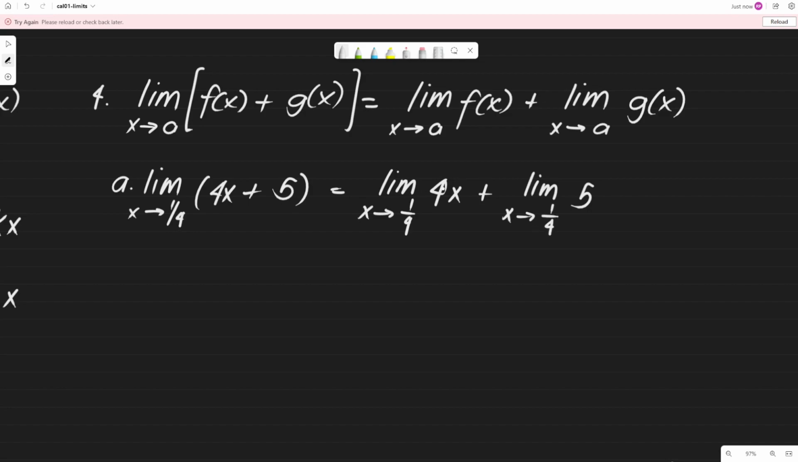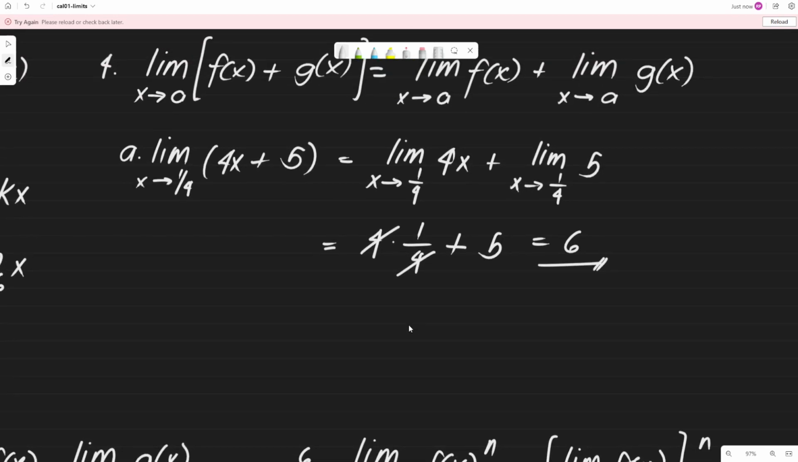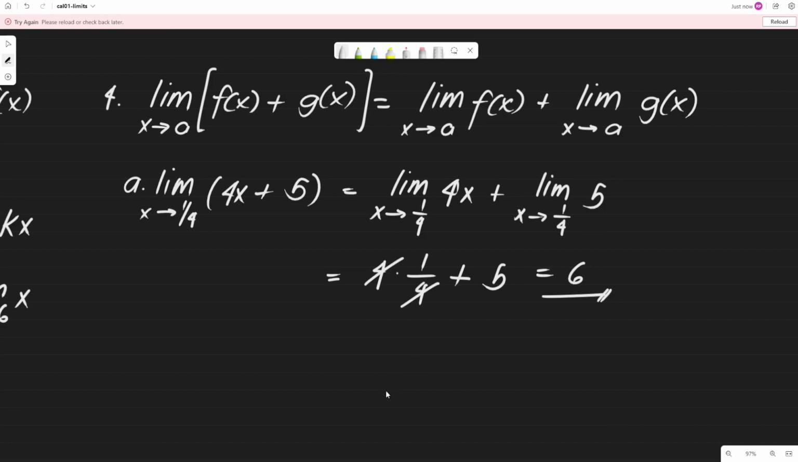So, substitute. We have 4 multiplied to the limit value, the approaching value, so that's 1/4 plus 5, because that is a constant. Then of course the 4 and 1/4 cancel. This will just give us 1. 1 plus 5 is equal to 6. So this is our answer. So that is for number 4.